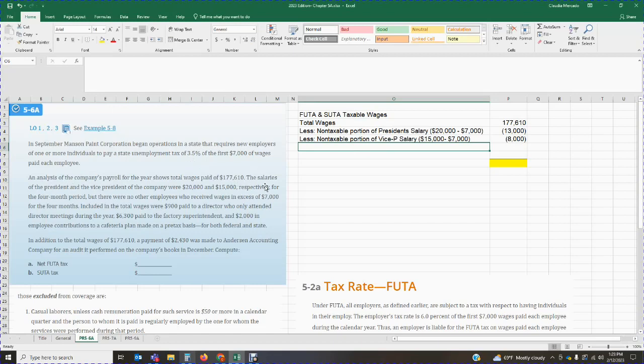It says here the salaries of the president and the vice president were $20,000 and $15,000. There were no other employees who received wages in excess of $7,000. So that means that the rest of the wages are taxable because all of the rest of the employees didn't exceed that $7,000 mark. Included in the total wages were $900 paid to a director who only attended director meetings during the year.